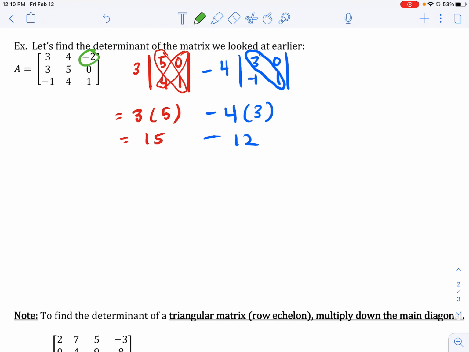We're going to go to this entry here, negative 2, the last entry of that row. So we're adding a negative 2. Cross out its column and row, and we're going to find the determinant of 3, 5, -1, and 4. So this is just going to be minus 2 times the determinant of this matrix, which is 12 minus -5. So 12 minus -5, this is going to be positive 17. So this is minus 34.